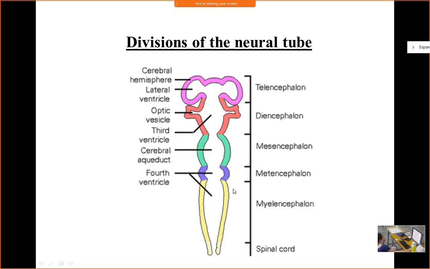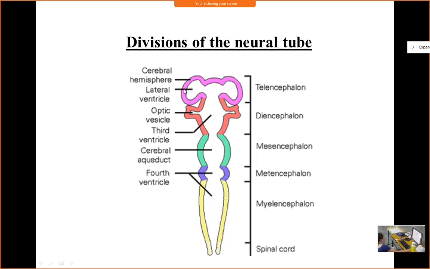into metencephalon and myelencephalon. From the telencephalon, the cerebral hemisphere is developed, and there are two cerebral vesicles, and the lateral ventricles are formed there. From the diencephalon, the thalamus is developed. The midbrain is developed from the mesencephalon. From the metencephalon, the pons and cerebellum, and from the myelencephalon, the medulla oblongata.